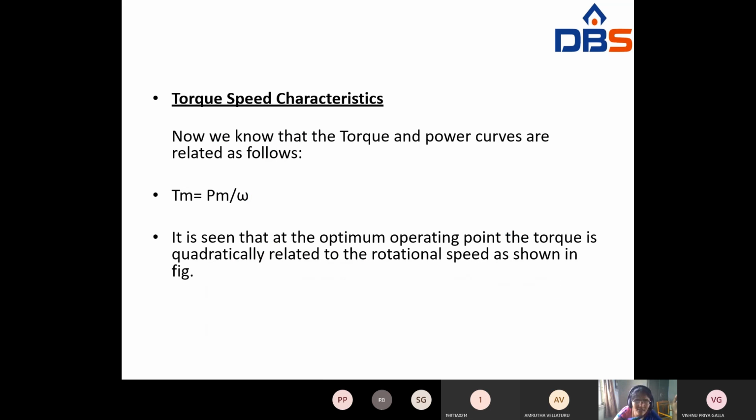Okay, so the torque-speed characteristic. Here Tm equals Pm by omega. The torque is directly proportional to Pm and inversely proportional to omega. Whenever velocity increases, torque decreases. When torque increases, power increases. So torque and power are directly proportional, and torque is inversely proportional to the angular velocity.